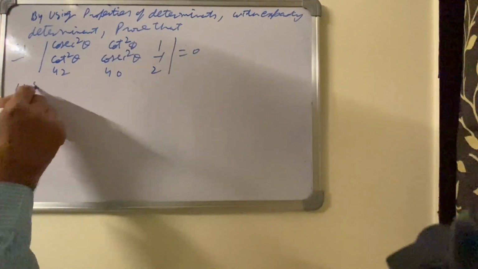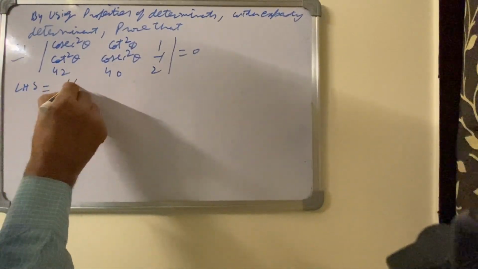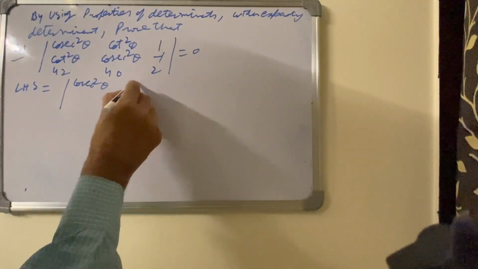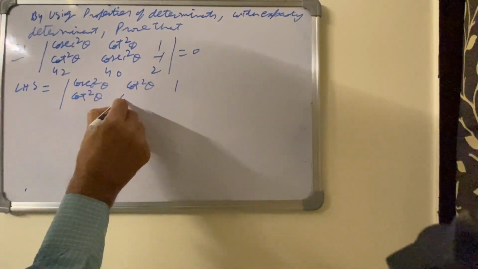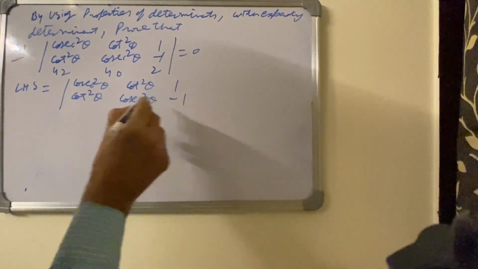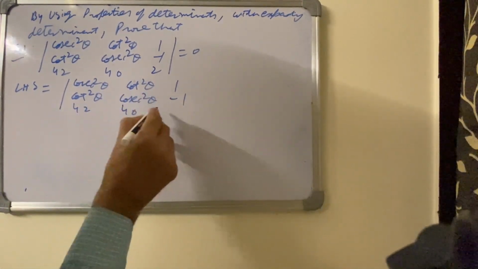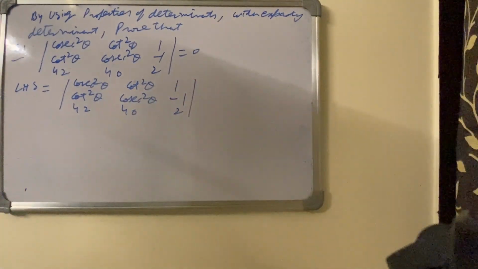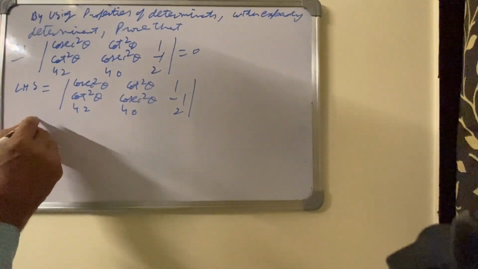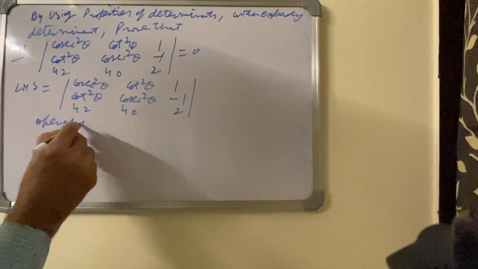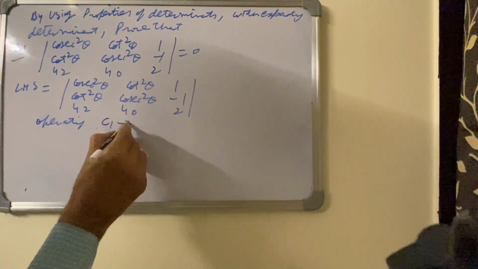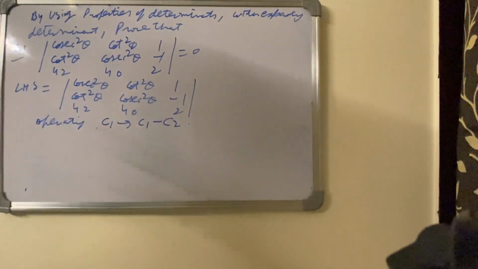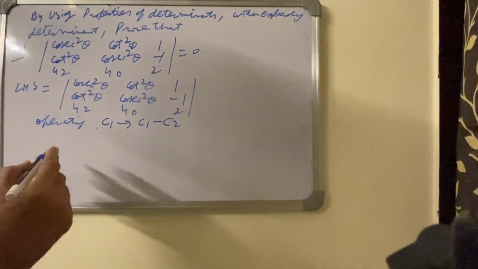So left hand side is the determinant cosecant square theta, cot square theta, 1, cot square theta, cosecant square theta minus 1, 4, 2, 4, 2. Now, we shall operate on the first two columns, operating C1 is equal to C1 minus C2. We shall subtract second column from first.